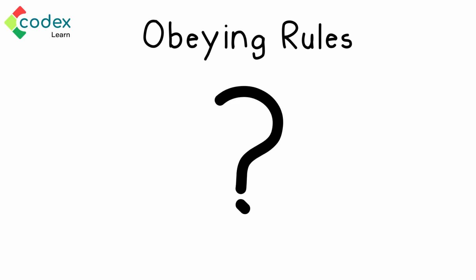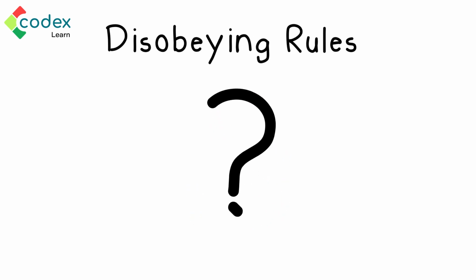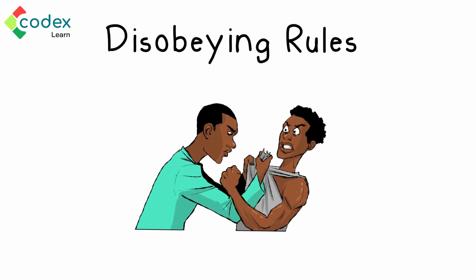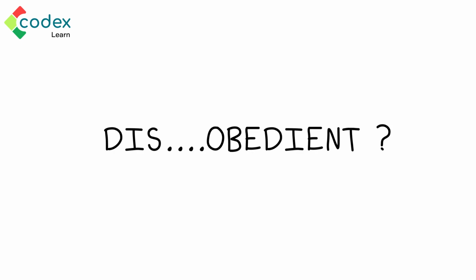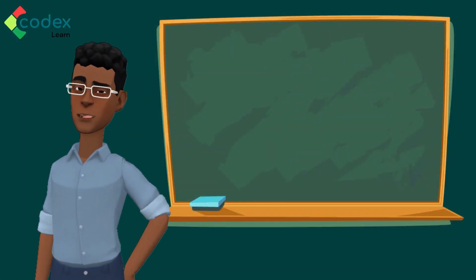What does it mean to obey rules and regulations? It means we are doing what is right in every given time and place. What about when we do not obey? It means we are not doing what is right, which is disobeying the rules and regulations. Did you notice the word disobedient? Dis is used sometimes to show the opposite of something. For instance, when we do not agree with something, we disagree.